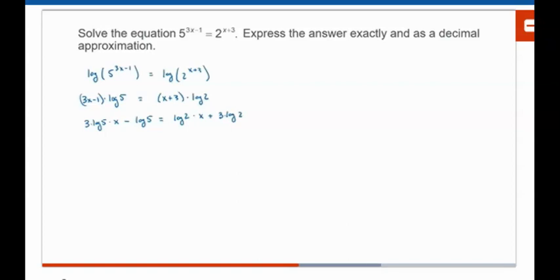Let's get all of the x terms on one side and all of the non-x terms on the other side. Let's see. I'm going to subtract log 2 times x on both sides. And then I'm going to add log of 5 on both sides.